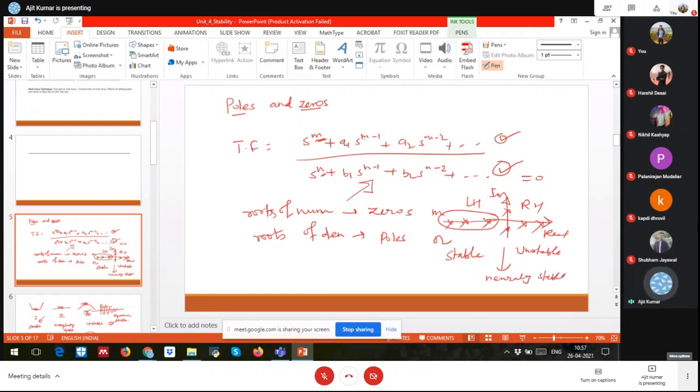The representation of a pole is with a cross, and zeros are generally represented with a circle. When somebody writes the cross sign, we will learn it in the root locus chapter. But now we have to remember: if all the roots are negative, the system will be stable; if there are positive roots, it will be unstable, because it will lie in the right half of the plane. So this is how we find the stability of the system.